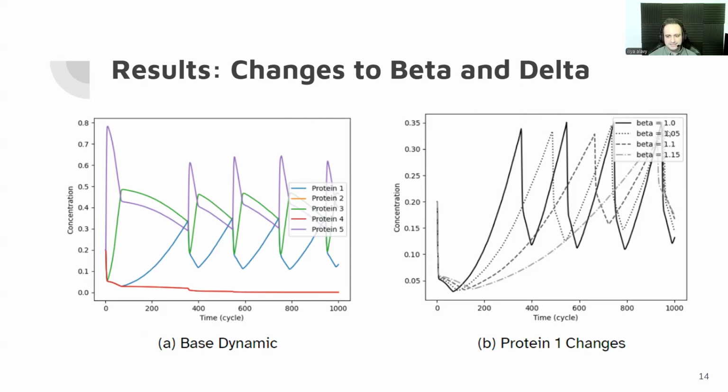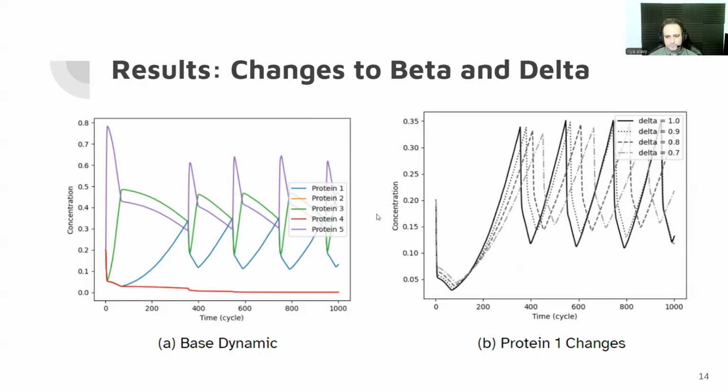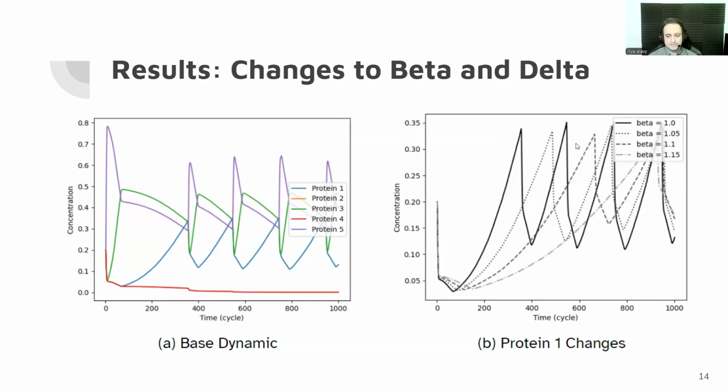We increased the beta slightly, and we could see that for one particular protein here, which I think is protein 1, a shift in time happens. The same thing happens for all of the proteins, but it was too crowded to include it all in one figure. So I just included protein 1 changes, but it's the same for all of these. This is for the case that the delta value is changing. And again, we can see the time shift happening, but it's not as big as the time shift that you would see for the beta value.